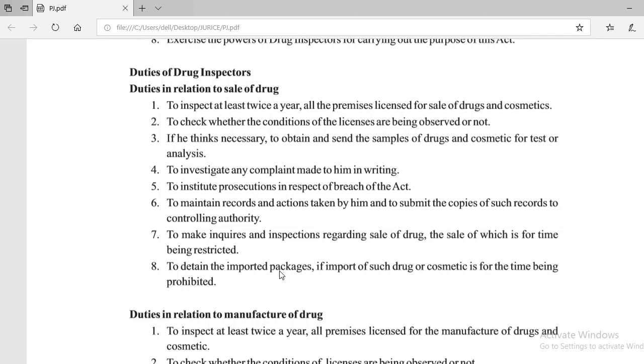If he thinks the drug is not proper, means if it is a duplicate, or some medicines contain some extra additives than the limit prescribed, and if he gets some complaint regarding the drugs being sold, then he can ask for the sample, and he can give those samples to the government analyst to analyze. Okay, then to investigate any complaint made to him in writing. Then again it is the drug inspector's duty. Every complaint which is made to him in writing, that complaint is to be resolved by the drug inspector.